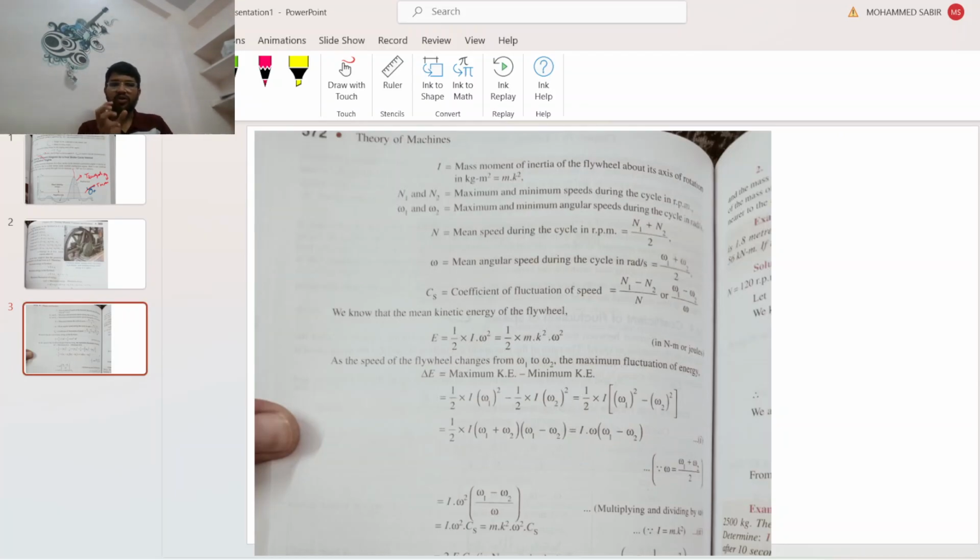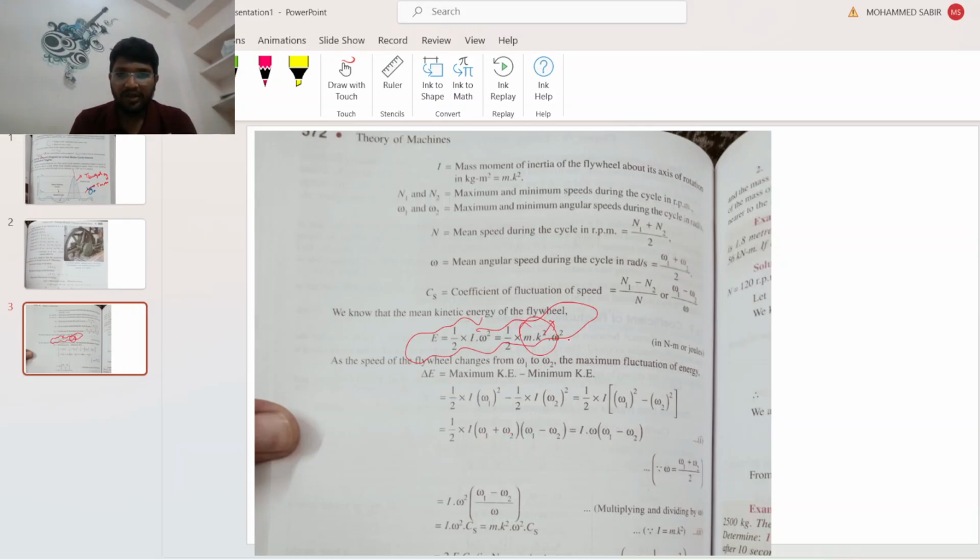What is E? E is half I omega square. I is the moment of inertia, omega is the angular speed, and I is m k square, where k is the radius of gyration. Here we have half I times omega 1 square minus omega 2 square, where omega 1 is the maximum angular velocity and omega 2 is the minimum angular velocity. Easily we can write half I times omega 1 plus omega 2 times omega 1 minus omega 2.